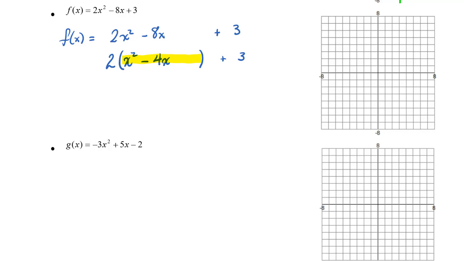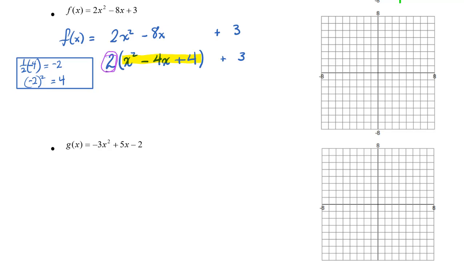So I'm going to take my 1/2 of b. b happens to be -4, and that gives me -2. -2 squared equals +4, and so I'll add +4 inside. This gives me a perfect square trinomial in the highlighted area here, but you have to remember one more detail.